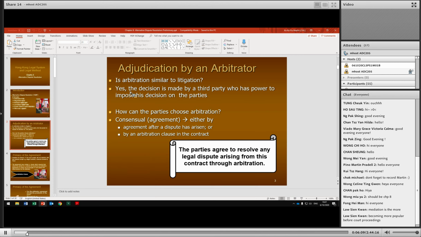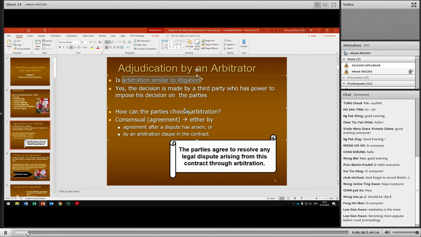No, they are similar to some extent. The similarity is that the decision is made by a third party who has power to impose his decision on the party. For both arbitration and litigation, we also have plaintiff and also defendant. Okay? These two formats of dispute resolution are quite similar because usually there's a third party.